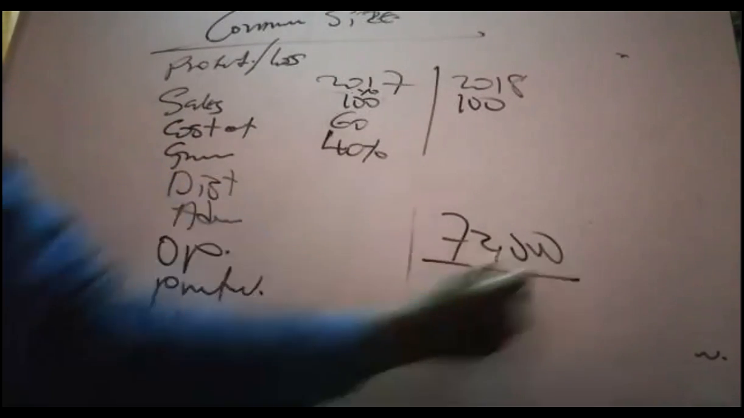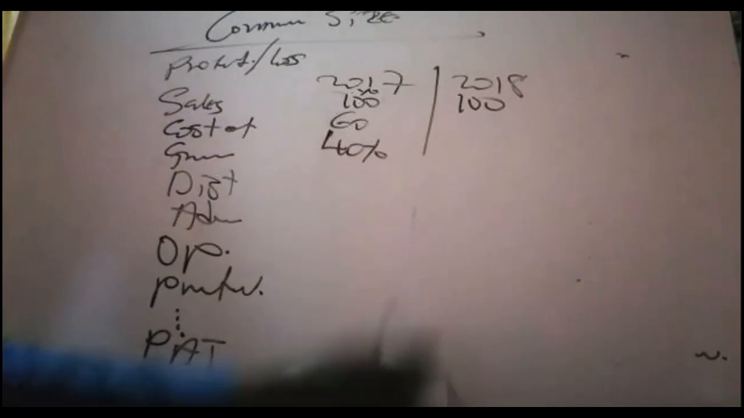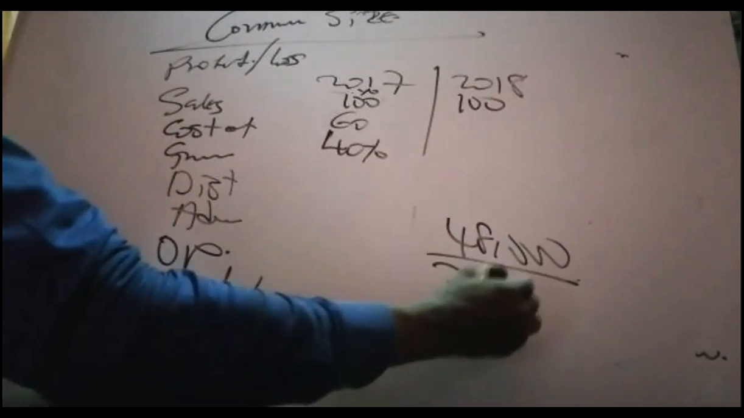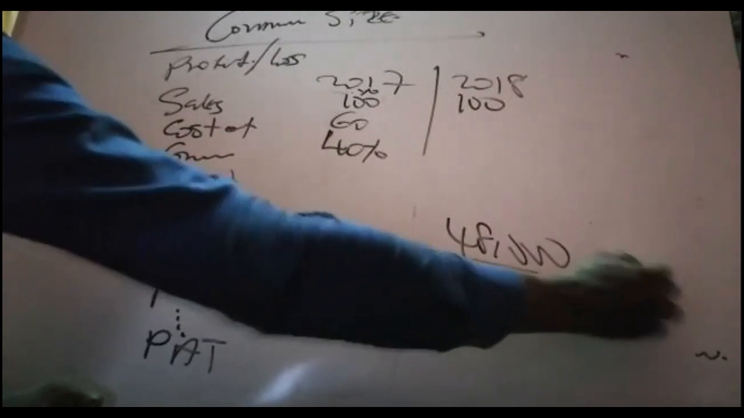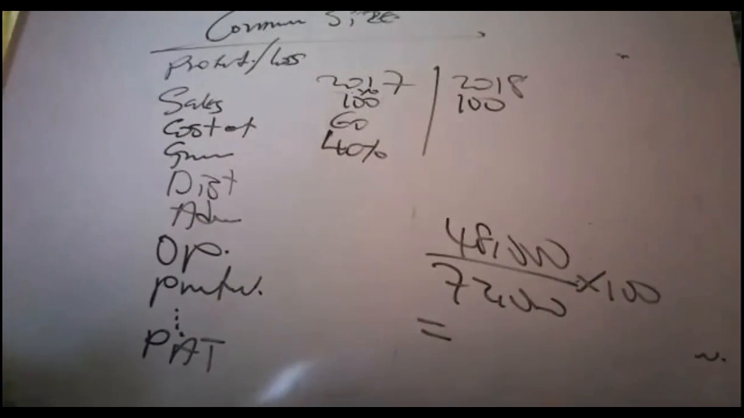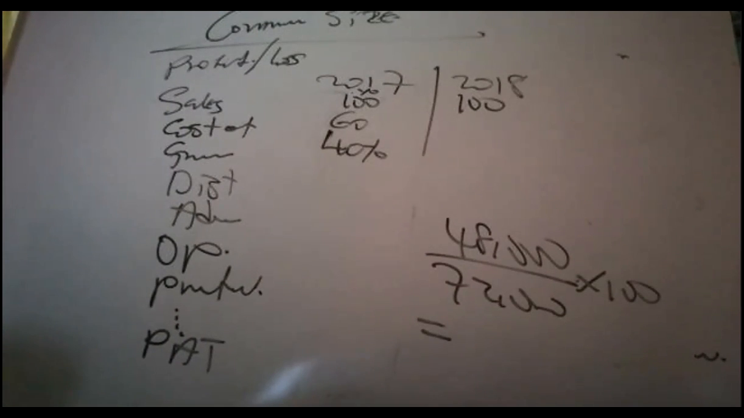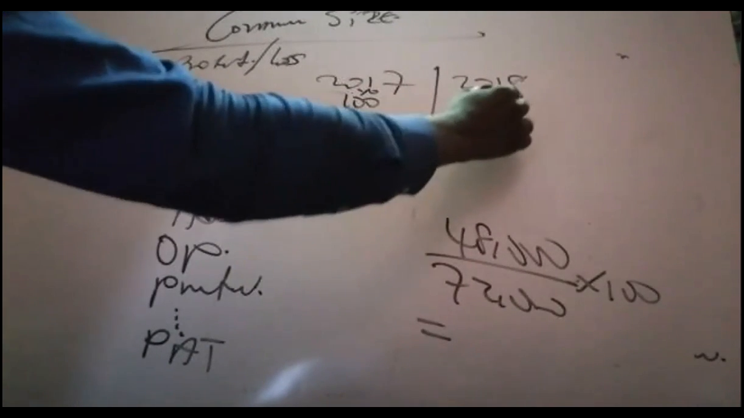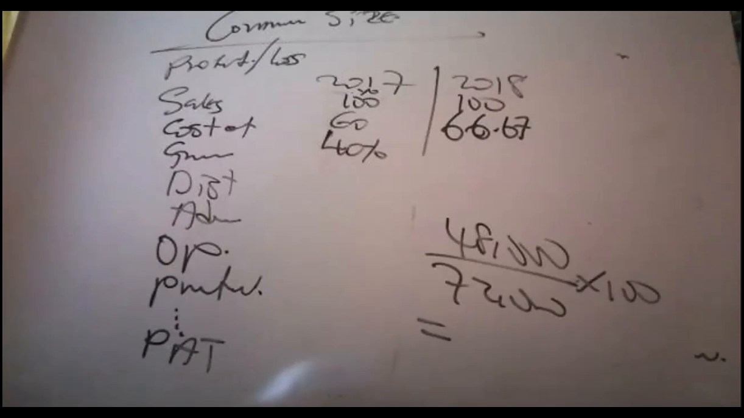It was 48,000 divided by 72,000 times 100, and that will give us 66.67. Then gross profit. Let's go and pick the gross profit too.